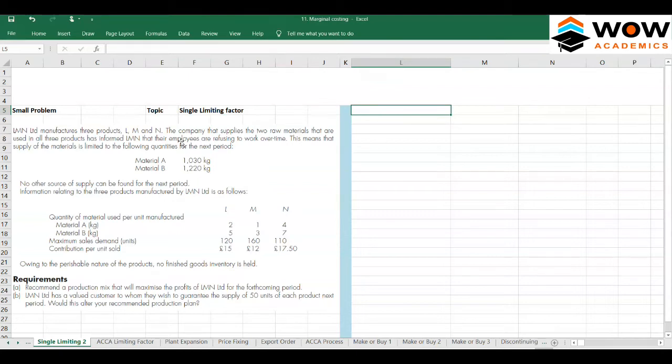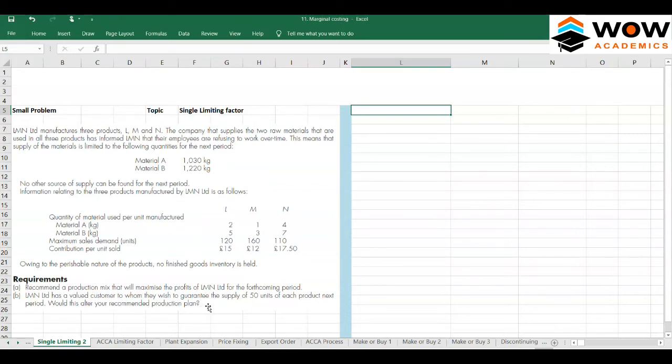So we'll start from the requirement. The requirement is: recommend a production mix that will maximize the profits of LMN Limited for the forthcoming period. So we have to tell a production mix which will give the maximum profit. He's not asking us to find out the maximum profit, he's asking only for the production mix. LMN has a valued customer to whom they wish to guarantee the supply of 50 units of each product next period.